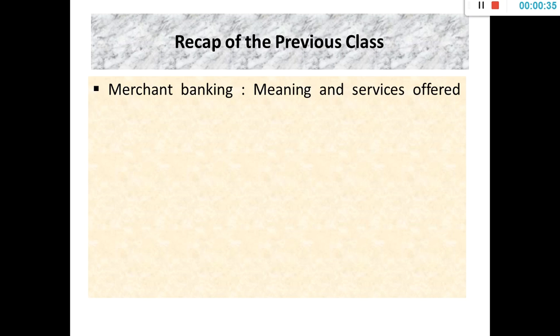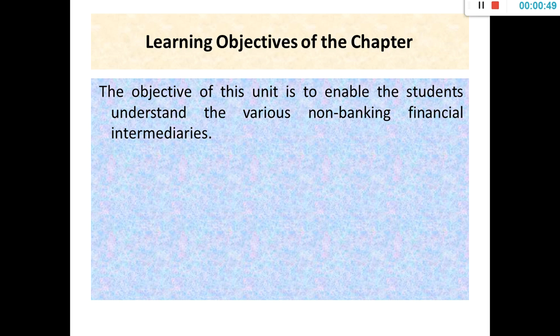We have a quick recap on the previous class. In our previous session, we had discussed the meaning of merchant banking and the services offered by it. So you can go back to the video, review it, and memorize it. We'll move further. This is the learning objective of the chapter. This is common for all the sessions of the second unit. We have already read it out.